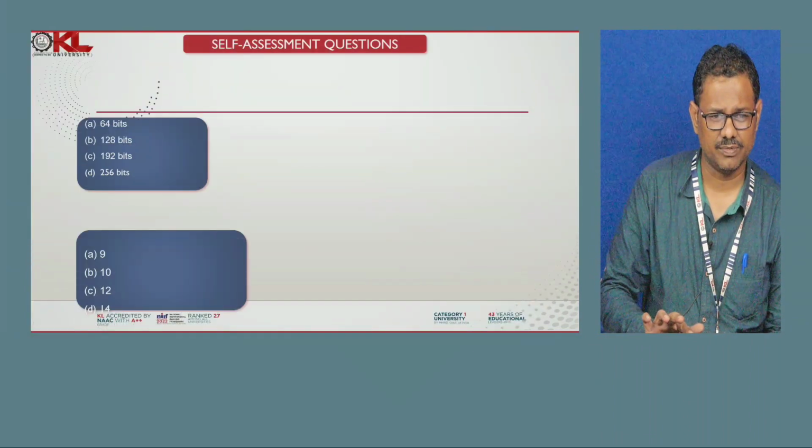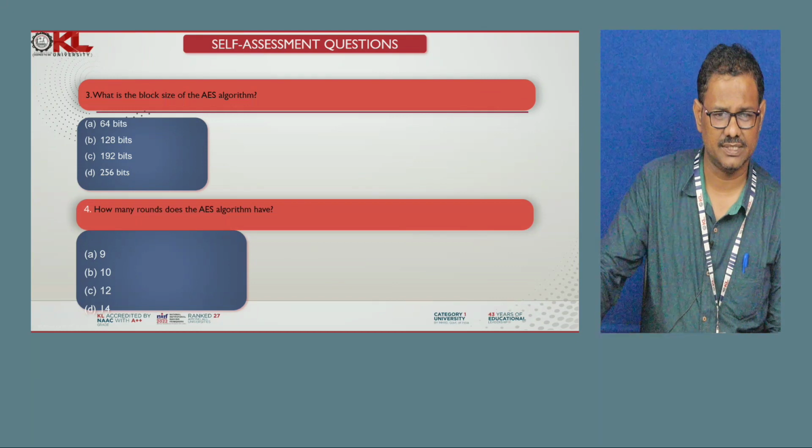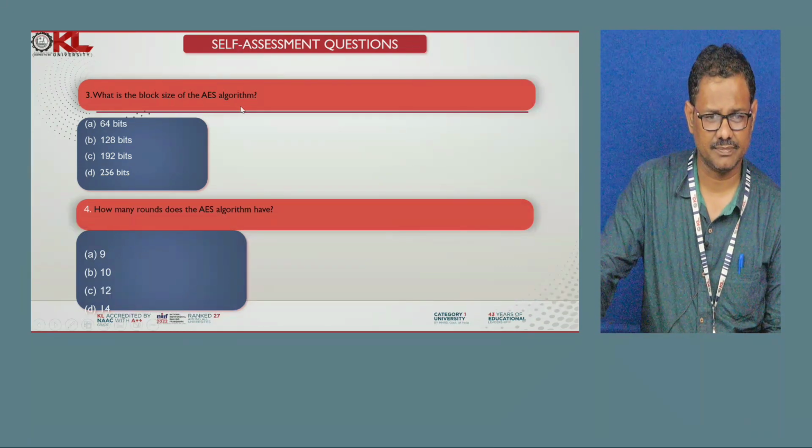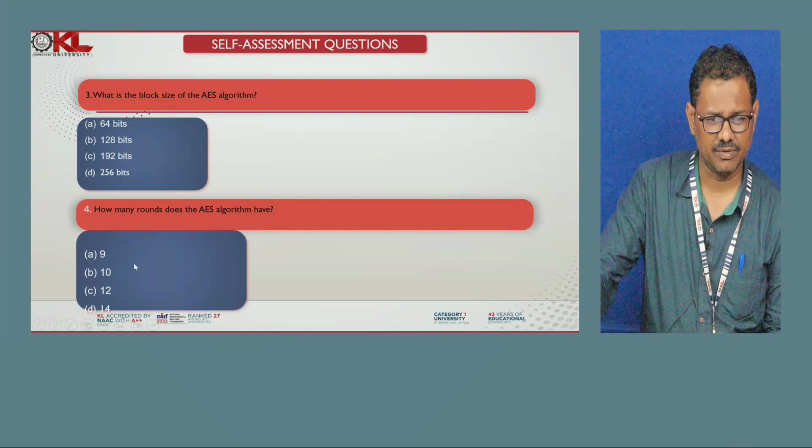These are the self-assessment questions. You may guess the answer. What is the block size of the AES algorithm? We have discussed how many rounds the AES algorithm has? Already, we have 10.